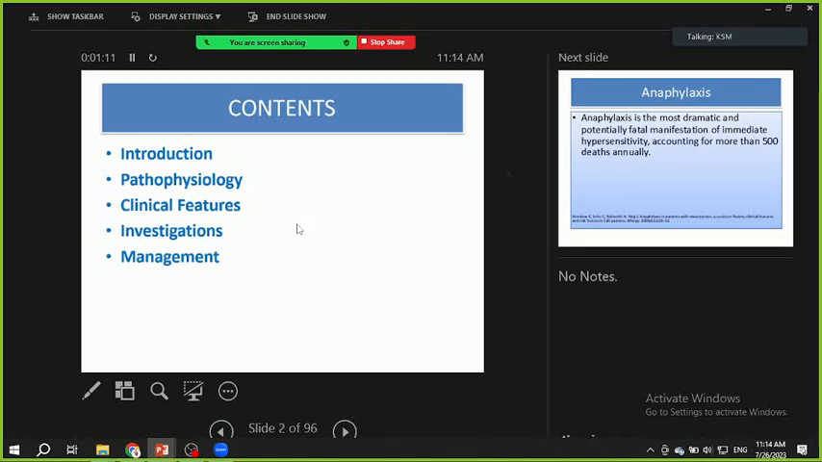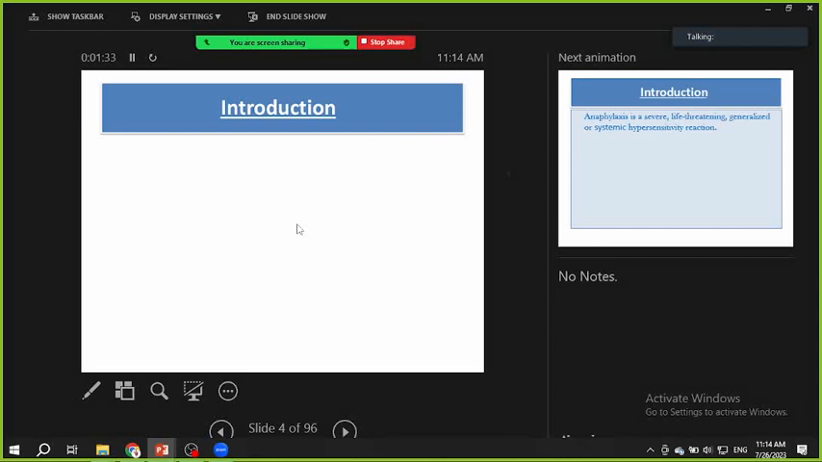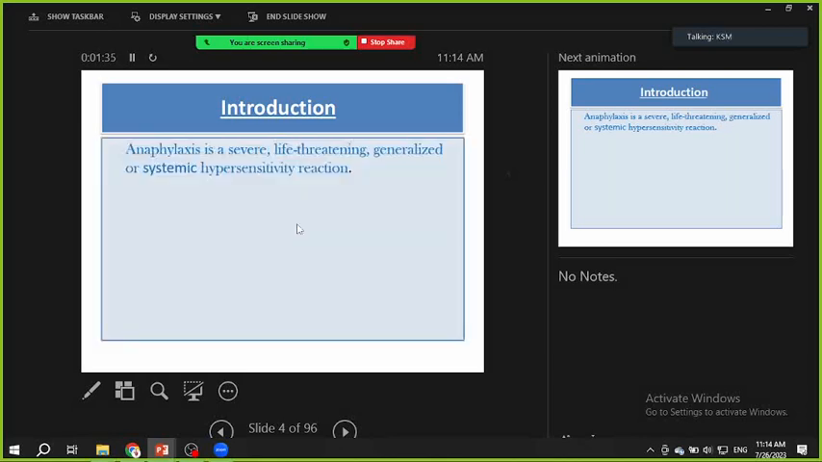Sorry about that. I'm just going to do a brief introduction, then pathophysiology, clinical features, investigations and management. Anaphylaxis is the most dramatic and potentially fatal manifestation of immediate hypersensitivity, accounting for more than 500 deaths annually. This is global data.